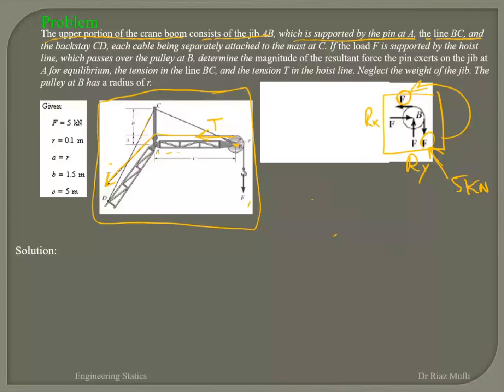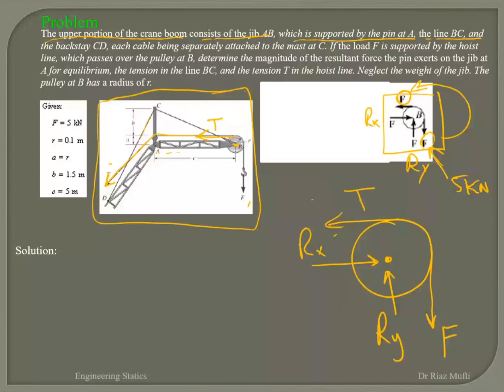Okay. So you had a pulley connected at the center. You had your Rx and you had your Ry. You had a force F and you had a tension T here. It's a frictionless pulley, so T and F are the same, so F equals T. So we know that the tension in the cable is F, which is equal to 5 kilonewtons.